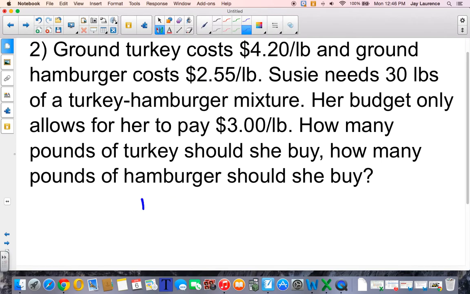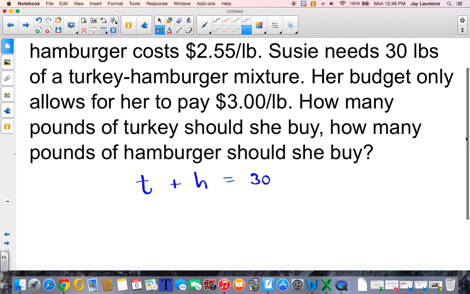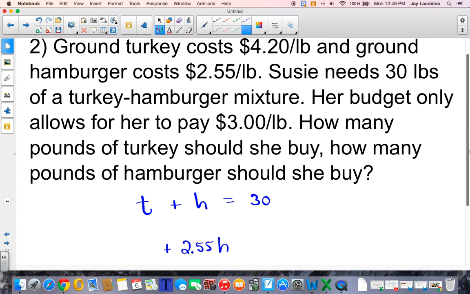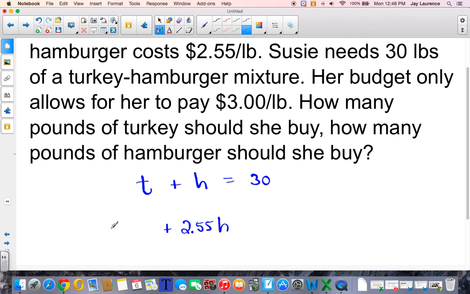So I'm going to do turkey plus hamburger needs to equal 30. That's equations all in pounds. The pounds of turkey plus the pounds of hamburger has to equal a total of 30 pounds. Make that T look like an anchor so that it doesn't get confused for a plus sign. All right. Now hamburger costs $2.55 per pound, and I need H pounds of it. Okay, the turkey costs, what was it? $4.20 a pound.